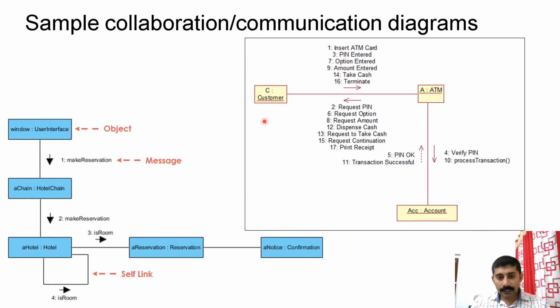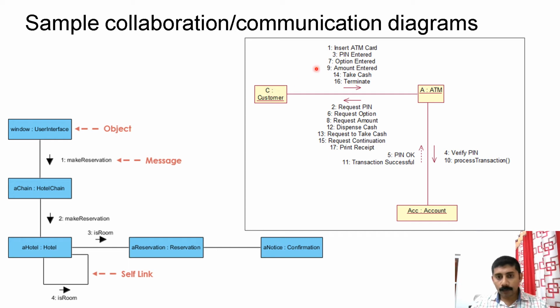Here let us see another communication diagram. This is the diagram we slightly discussed in the beginning, that is the ATM interaction. The customer is interacting with the ATM machine. The ATM object is internally communicating with the account object. So you can see message number 1, insert ATM card. That message is reaching the ATM object. In response to that, you can see message number 2, request pin. Now that message is coming back to the customer.